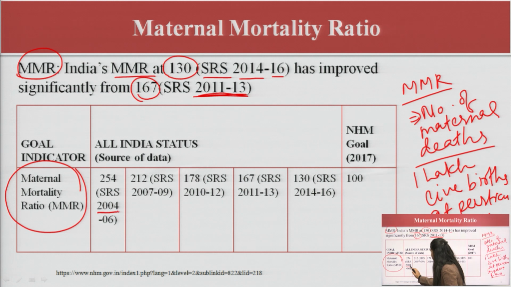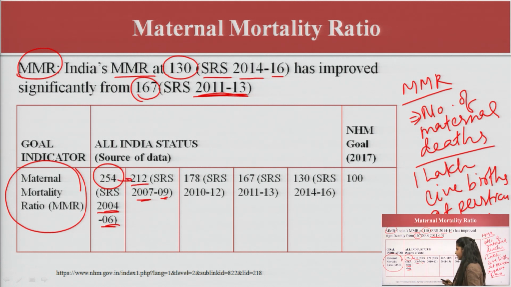So, in 2004 to 2006, it was 254, which was too high. Now, if you see 2007 to 2009, it is declining from 254 to 212. Then in 2010 to 12, it is 178. In 2011 to 13, it is 167. And now the data which we have is that we are at 130. But we want to bring it down to 100.